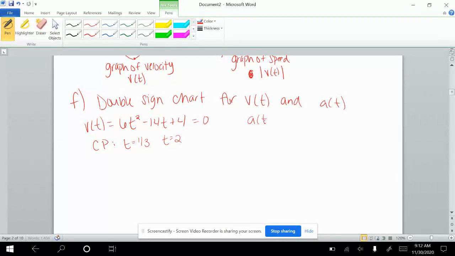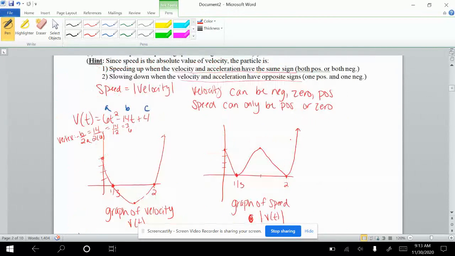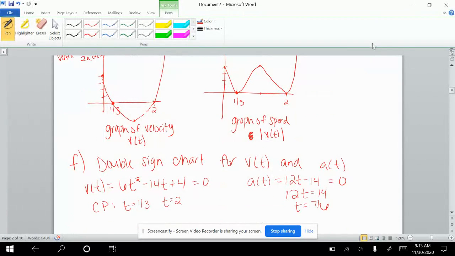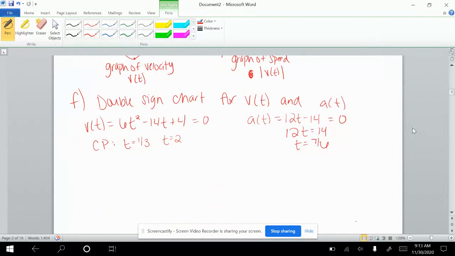A of t, we never actually found any zeros. The equation, though, is 12t minus 14. If we want critical points, again, we have to set this one equal to 0. 12t equals 14 then. So t equals 14 over 12, or 7/6, which I don't think is a coincidence. That was our vertex over here. Think about that too. All right, so we've got critical points at 1/3, 2, and 7/6. And so we have to use all of those in our sign chart when we're trying to figure this out.